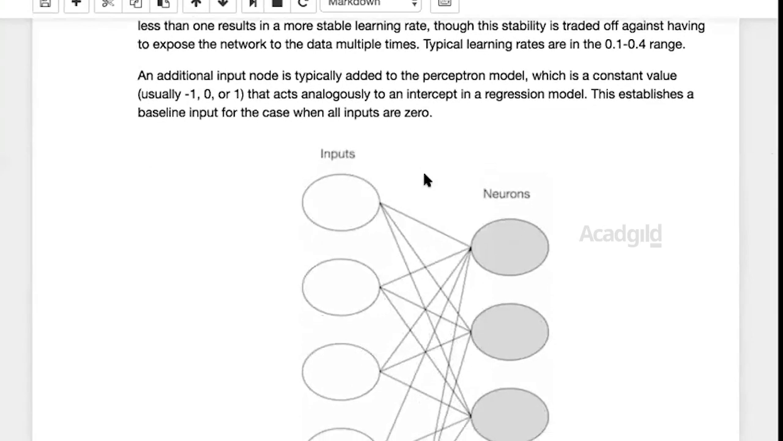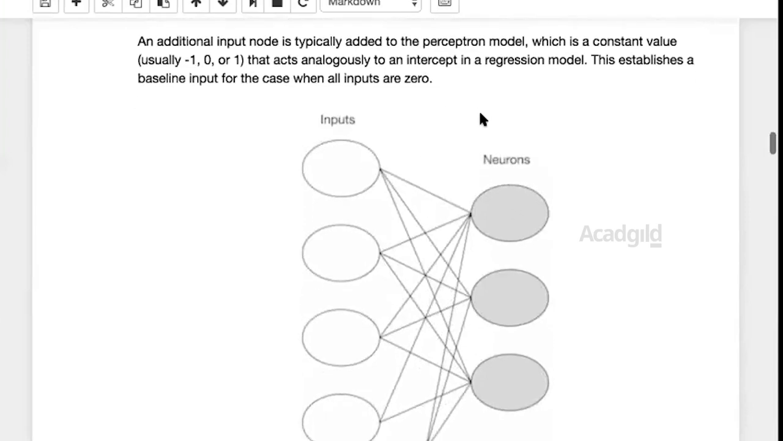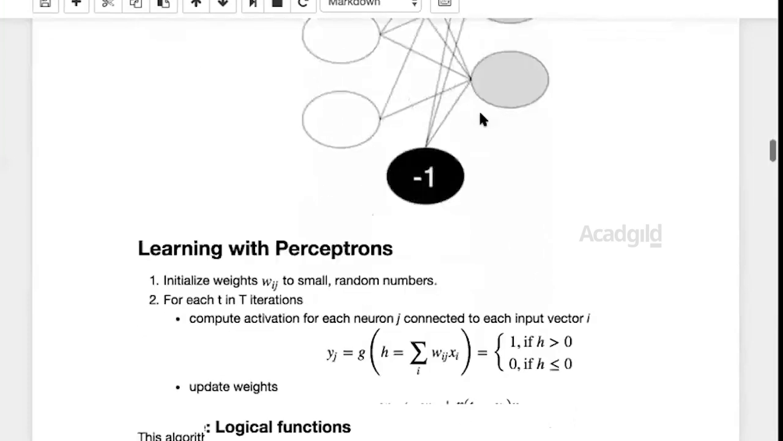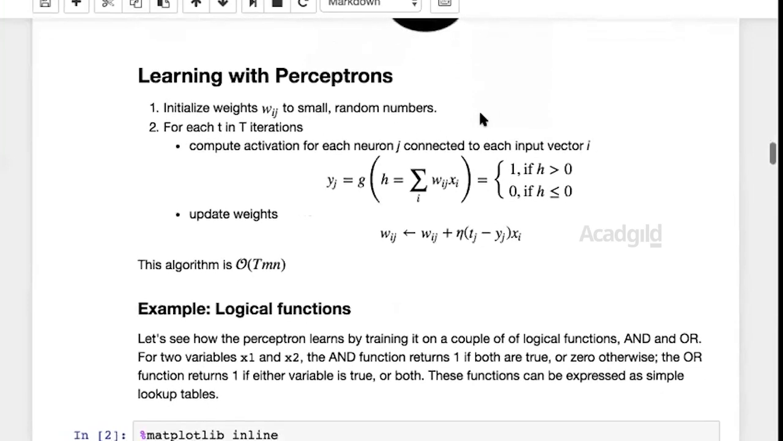Yeah, an additional input node is typically added to the perceptron model. It's a constant value, usually -1, 0, or 1, that acts analogously. This establishes a baseline input when all inputs are 0. That's just an edge case.